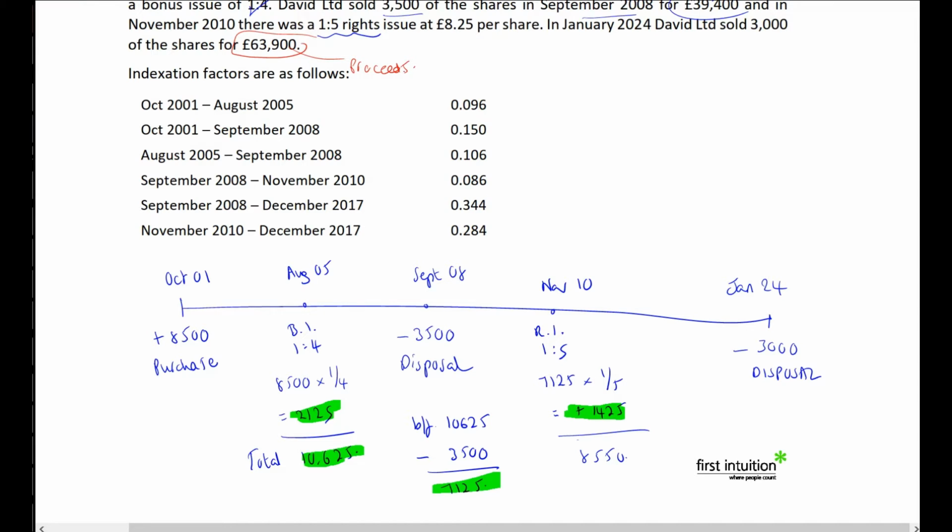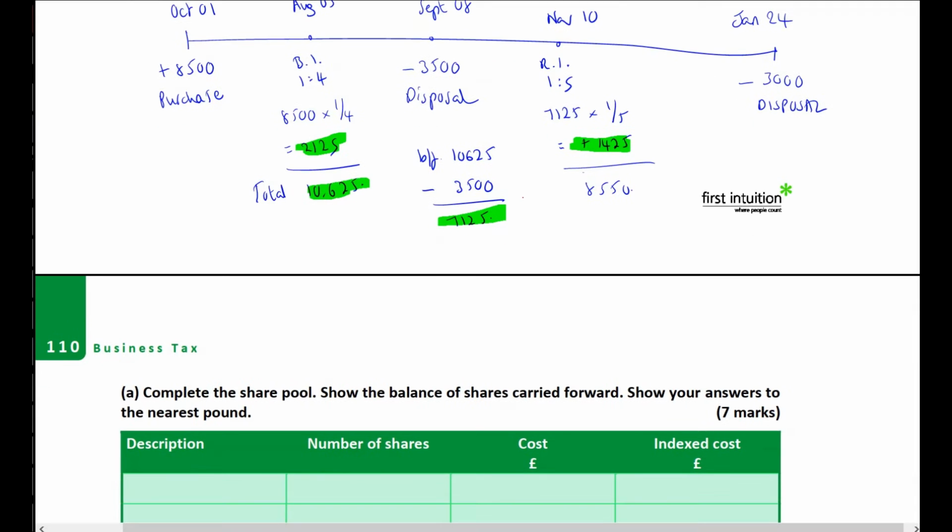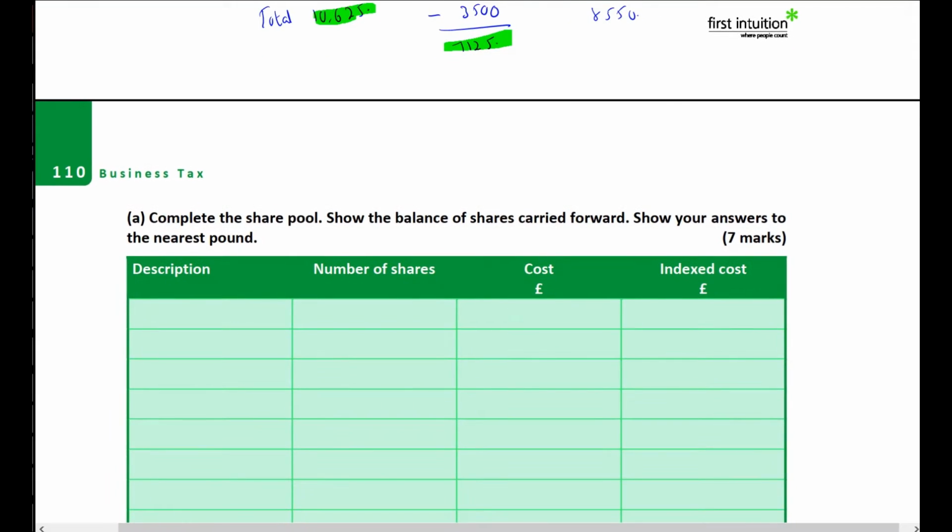I've got all these indexation factors I'm going to come back to in a moment. I've summarised everything that's happened in terms of the share additions and disposals through the period. And the requirement, as it often is, to complete a share pool, show the balance of shares carried forward, and show my answer to the nearest pound. It's worth 7 marks.